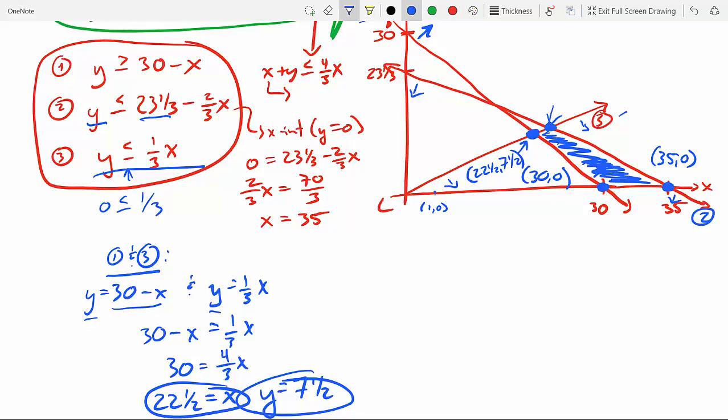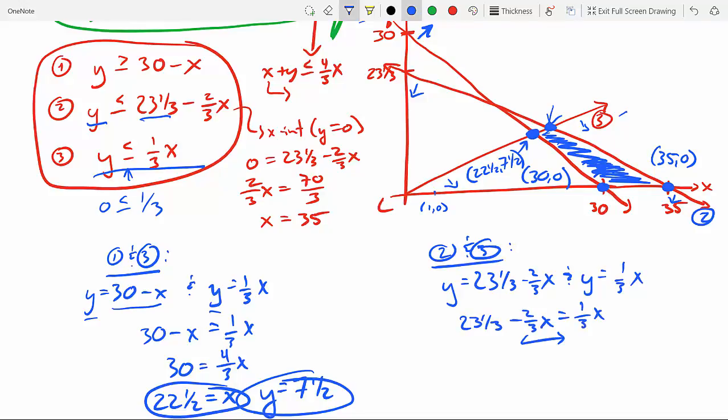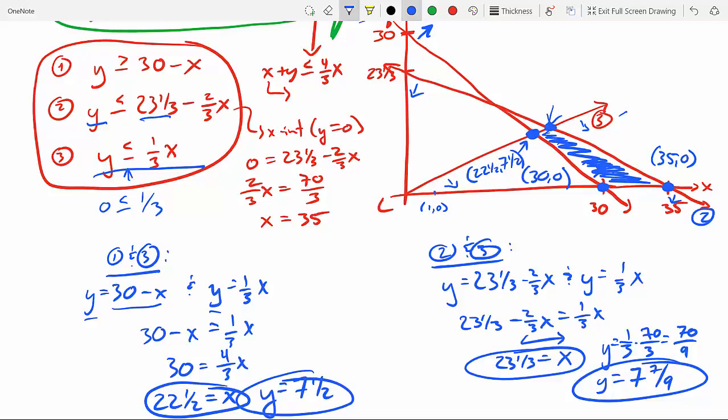Then our last point is where equation 2 meets equation 3. So 23 1/3, comma 7 7/9, so that last point.